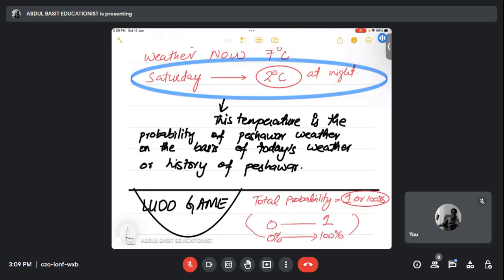Then yesterday we gave an example: at that time the weather on my mobile phone was 7 degrees centigrade, but according to my weather application, on Saturday the temperature was 2 degrees centigrade at night. I'm opening my phone weather application right now to see how accurate this probability is. My phone today is showing the same 2 degrees at night, the lower temperature. Right now it's 16, but the lower temperature is 2 degrees centigrade at night, so it means the probability was pretty much right. This temperature is the probability of Peshawar weather on the basis of today's weather or the history of Peshawar.